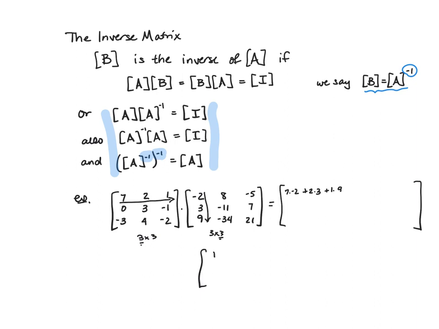If I come to this next position here, 0 times negative 2, 3 times 3, negative 1 times 9, this is 0. And as you go through and do this, what you're going to find is that all the terms off the diagonal will be 0, and all the terms along the diagonal will be 1.